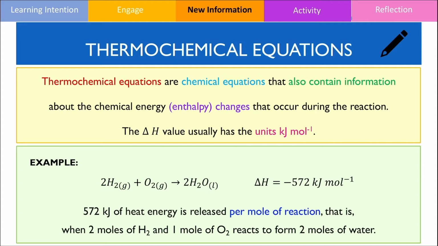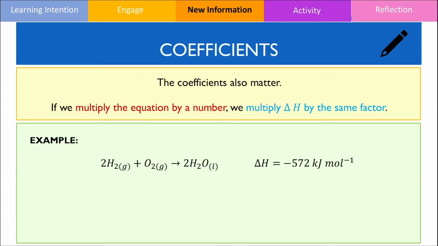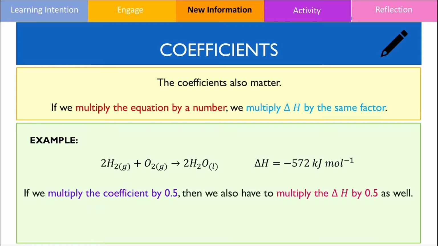Because the amount of heat energy released or absorbed by a reaction depends on the amount of reactants, the coefficients, or the stoichiometric amounts, will affect the value of delta H. If we multiply the thermochemical equation by a certain number, we must also multiply delta H by the same factor. For example, this current equation shows that when 2 moles of hydrogen gas is involved, this will release 572 kilojoules of energy. However, if we were to multiply the coefficients by 0.5, this would now be the new chemical equation.